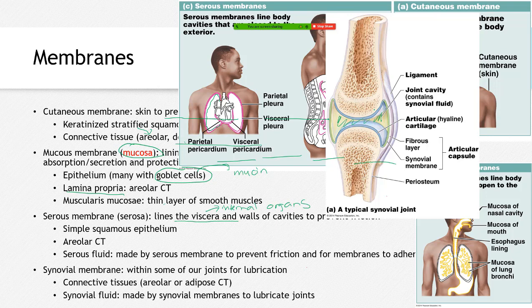So what I want you to get out of this is not only to know that epithelial tissue is always with areolar connective tissue, but also to know that most of our membranes have both of these types of tissue, both epithelial tissue and also connective tissue.